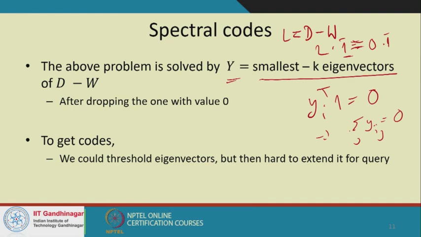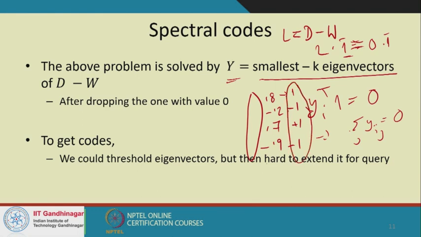We could threshold them at zero, so that for any coordinate of an eigenvector that comes out to be, let's say, 0.8, minus 0.2, 0.7, minus 0.9, and so on, the positive ones are converted to 1 and the negative ones to 0, or to 1 and minus 1. Let me go with 1 and minus 1 here: 1, minus 1, plus 1, minus 1, and so on. So this is my quantized yi.